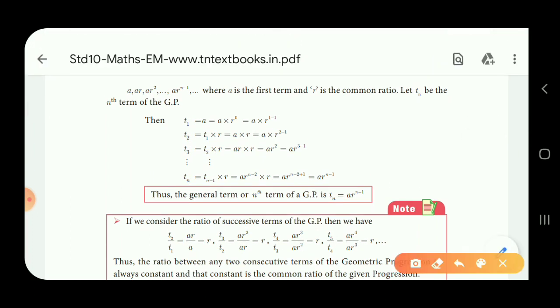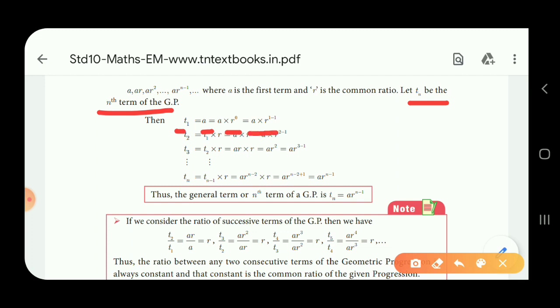The general form of the GP is A, AR, AR square, up to AR power n minus 1, where A is the first term and R is the common ratio. Let Tn be the nth term. So T1 is A, which is A into R power 0.